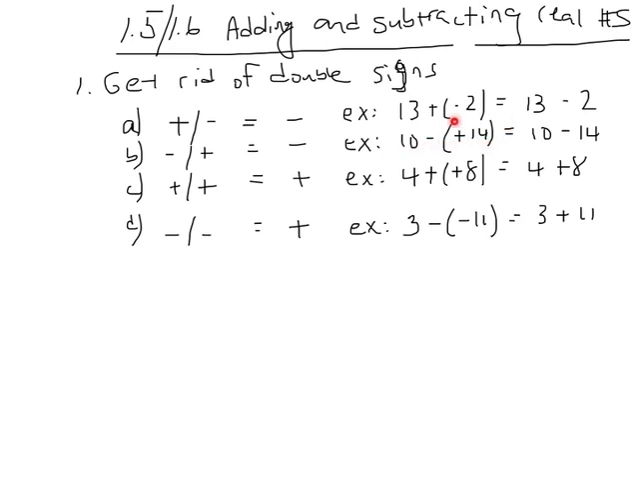So 10 minus positive 14 just becomes a minus. If you have two positives in a row, it stays positive. If you have two negatives in a row, it becomes a positive. So that 3 minus negative 11 becomes 3 plus 11.